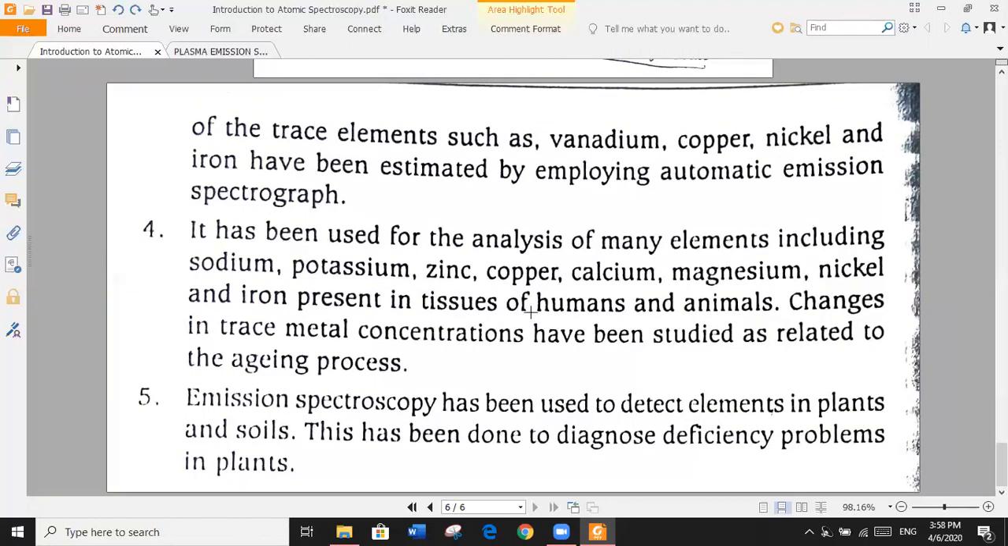the disease or malnutrition present. Emission spectroscopy has been used to detect elements in plants and soils. This has been done to diagnose deficiency problems in plants. So this was an introduction to emission spectroscopy.